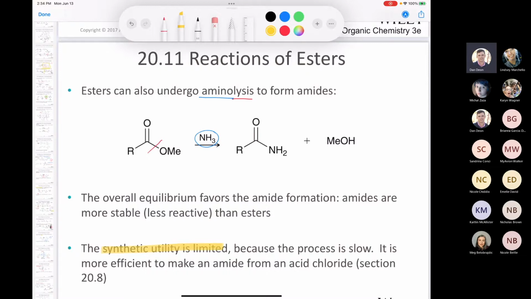A more effective way would be to use an acid chloride, like we looked at before. If you take an acid chloride, and this is what we learned in section 20.8, and treat that with excess ammonia, that is going to give you a primary amide. But this would be fast, and this is very slow. Can it be done? Of course, yeah, it can be done. But, as organic chemists, we usually try to find the best, most expeditious way to make a compound.